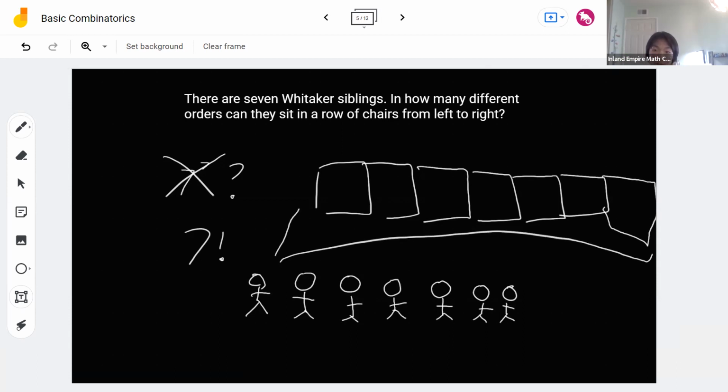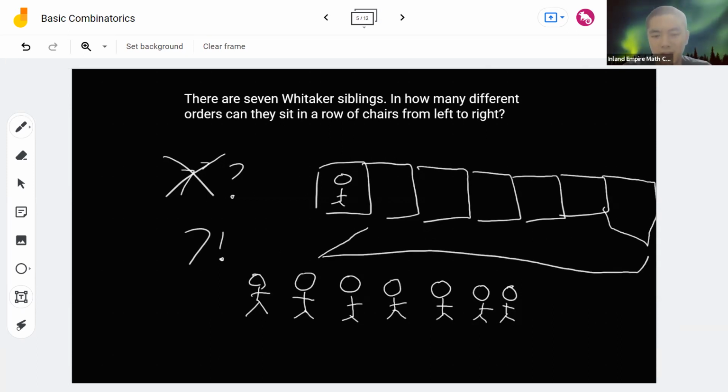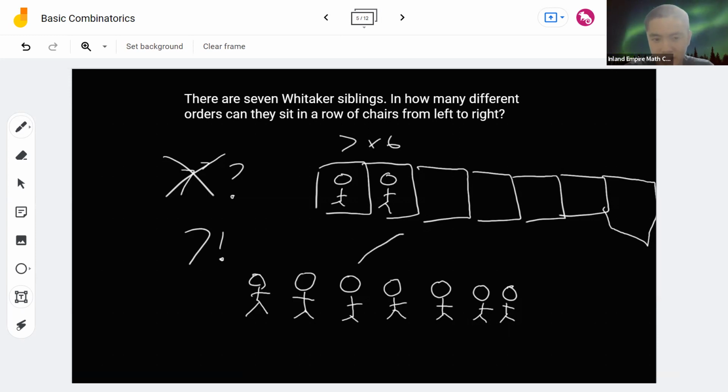So if you have 7 chairs to choose from, after this first person sits down, they take up a spot. Therefore, when the second sibling decides to choose a chair, he only has 6 chairs to choose from. That means he only has 6 choices, which is why you multiply by the 6. After that, the third sibling only has 5 chairs to choose from. So he has only 5 options, which means you multiply by the 5. Similarly, the fourth sibling only has 4 chairs left he could choose from. So you'll multiply by the 4.